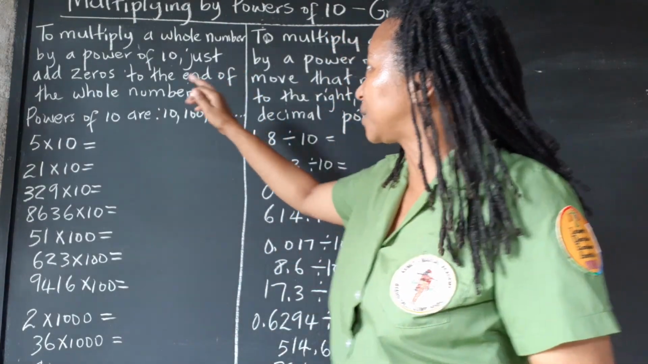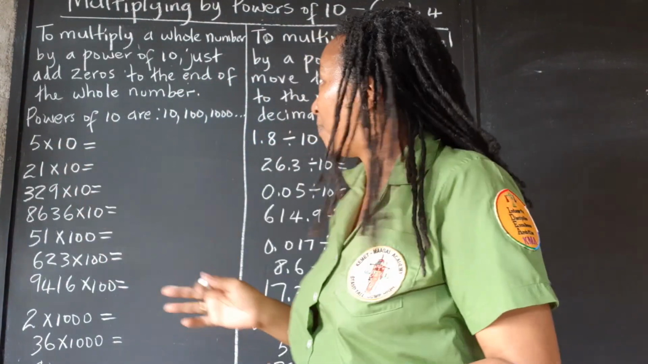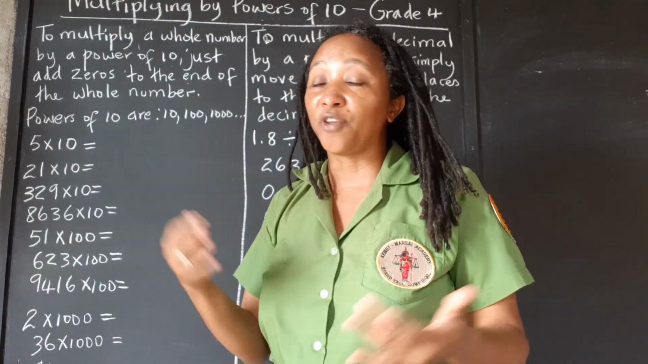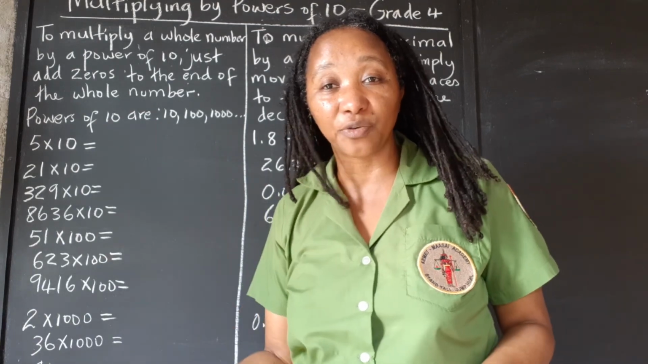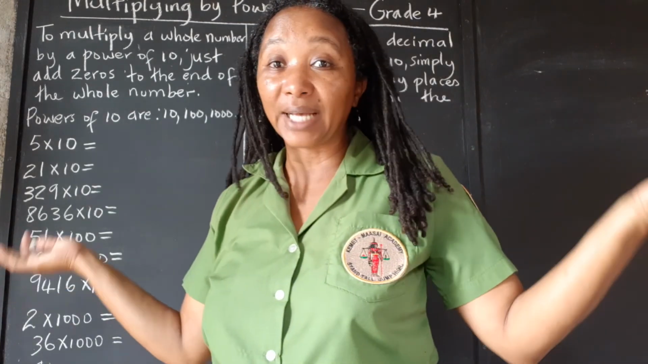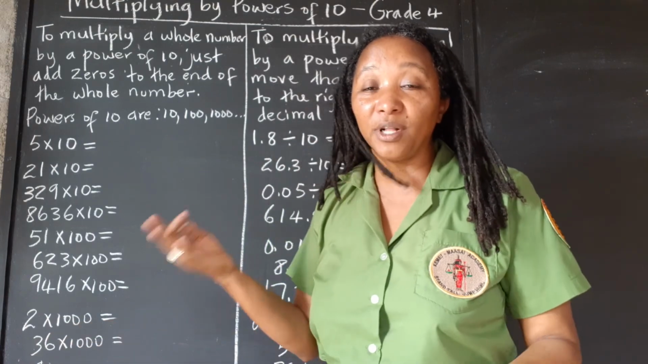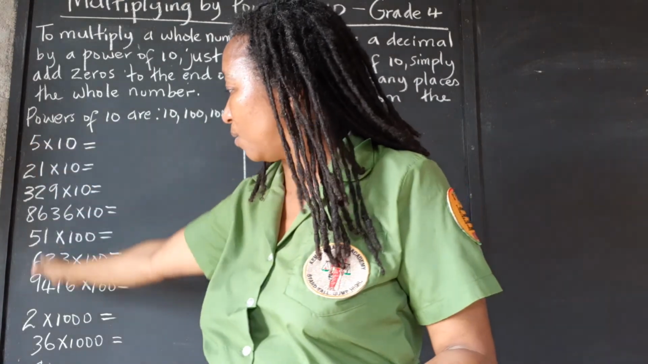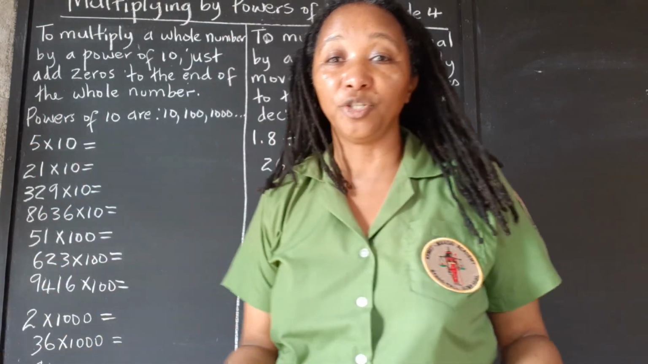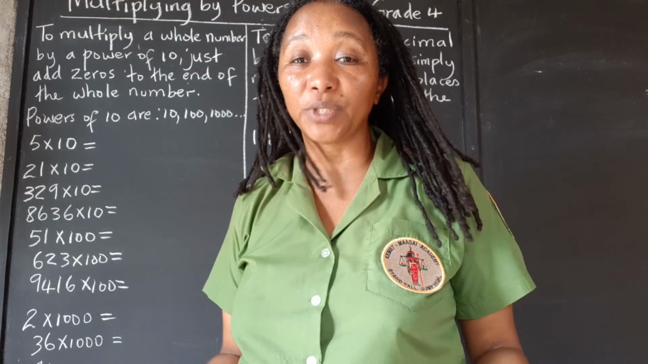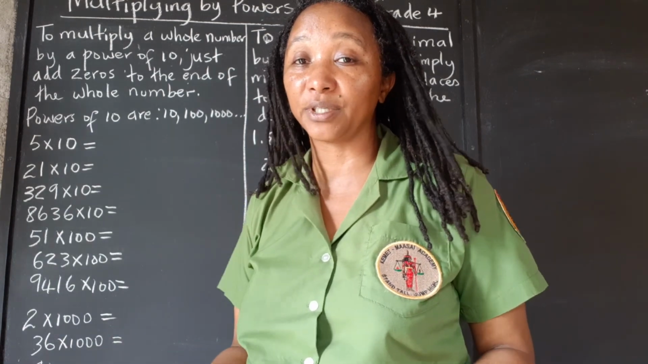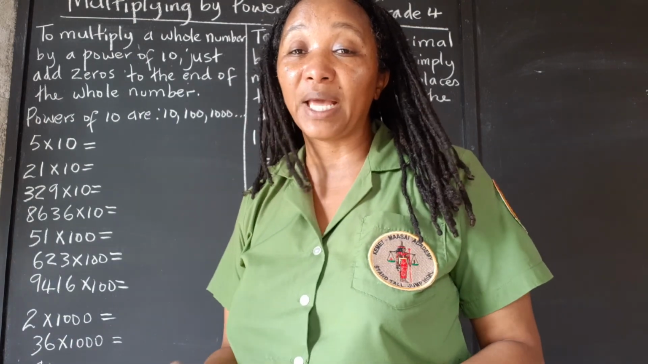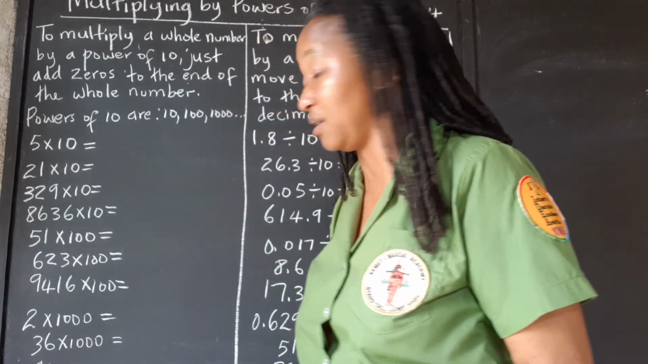So it says to multiply a whole number by a power of 10, just add zeros, add that many zeros. So if you're multiplying by 10, you add 1 zero to the end of the number. That's all. If you're multiplying a whole number by 100, you simply add 2 zeros, since 100 has 2 zeros. If you're multiplying a whole number by 1,000, you simply add 3 zeros, and so on.